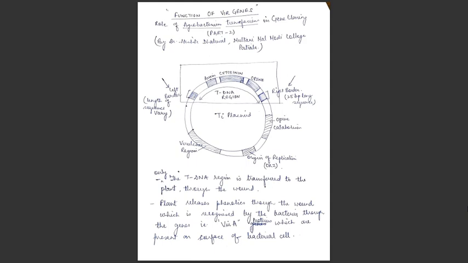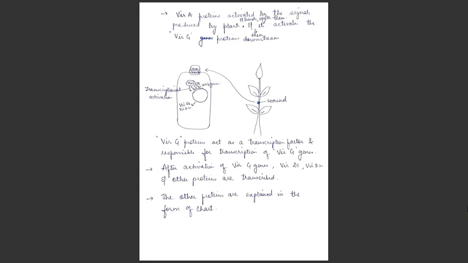The plant releases phenolics through the wound, which are recognized by the bacteria through the Vir-A proteins, and these proteins are present on the surface of the bacteria. So in this diagram, you can see when the phenolics are released through the wound, they are recognized by the Vir-A proteins present on the surface of the bacteria.